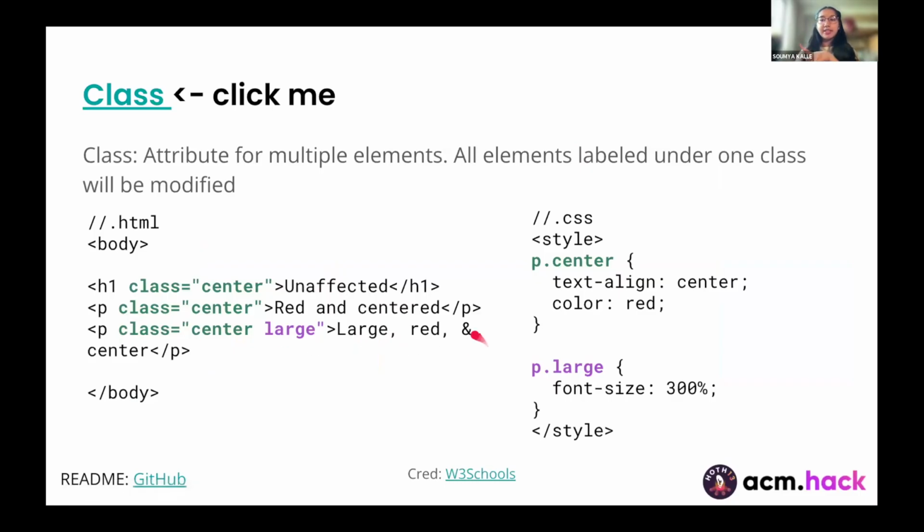All right, so now in the CSS file, we can do p.center. That's going to refer to a paragraph that has the center class. And we're going to make sure that everything here is going to be red and centered. That's why I set that there. And then p.large, so any paragraph with the class large is also going to be super large.